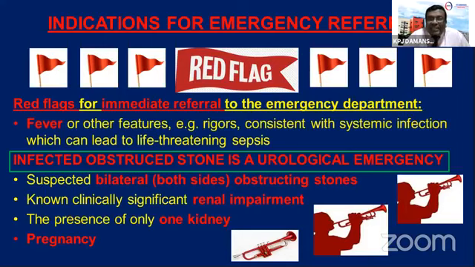Also, those patients with kidney impairment having a stone also need urgent care, as the kidney function can start reducing very, very fast. That includes the presence of only one kidney. If you have one kidney, you must be followed up very, very strictly by a urologist, because if you have a predisposition to stones and the stone blocks that kidney, you go into kidney failure immediately.